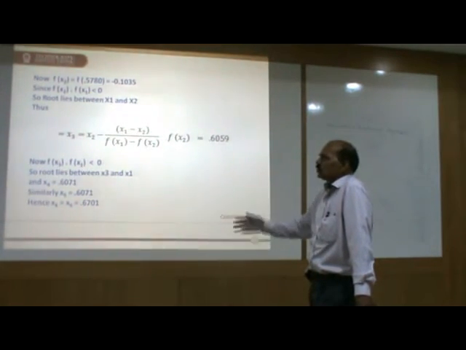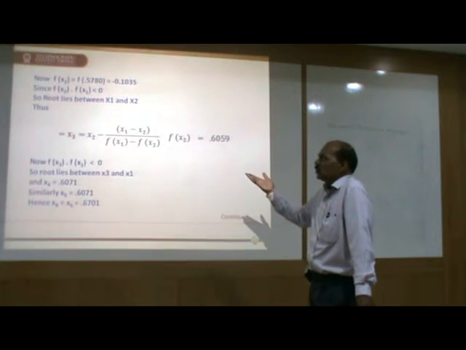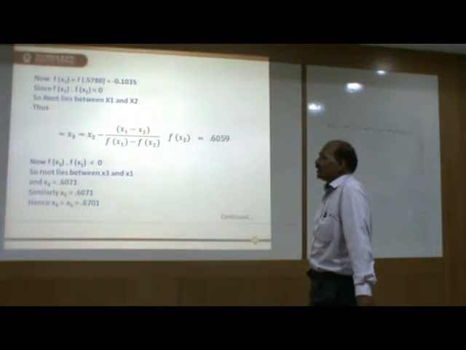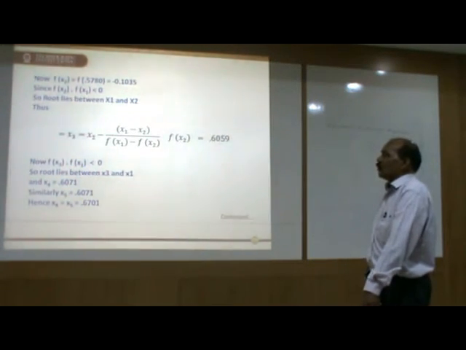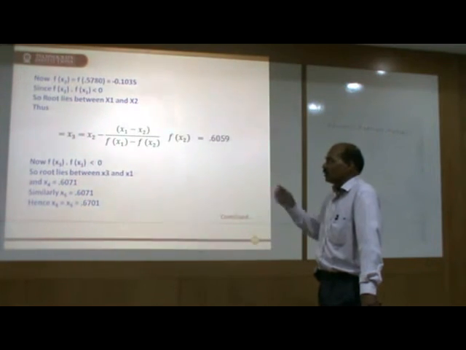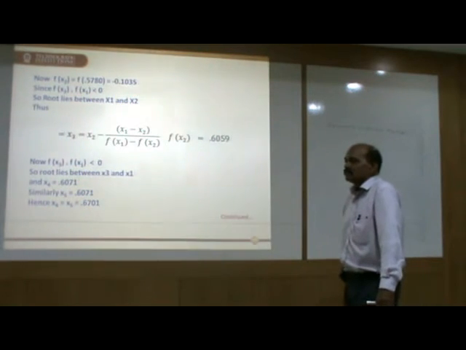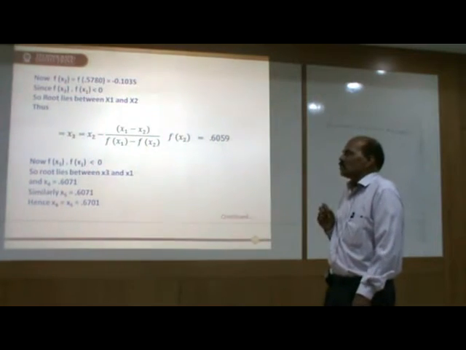Thus, in the next approximation, we shall replace the unwanted point. The unwanted point was our x0. So the next approximation x3 is equal to x2 minus (x1 minus x2) upon (f of x1 minus f of x2) into f of x2. And putting the values of f of x2, x1, x2 in this equation, it comes out to be 0.6059. Again, we shall check the condition whether the root lies in the interval or not.